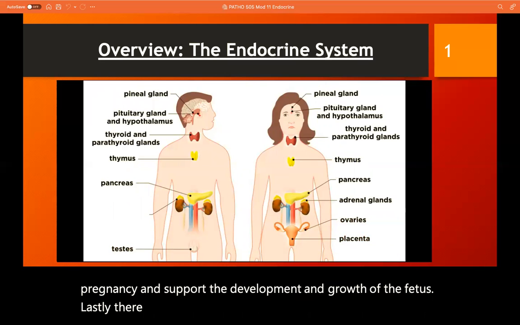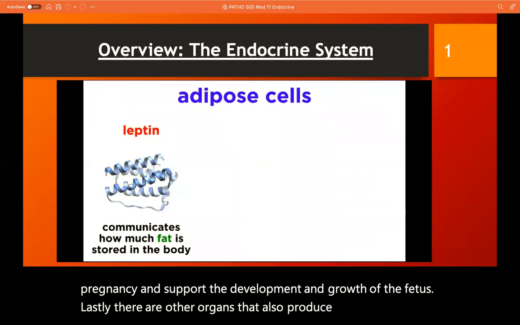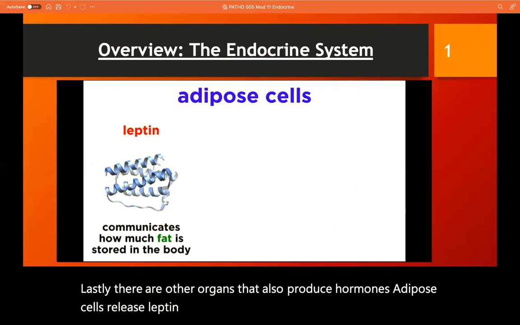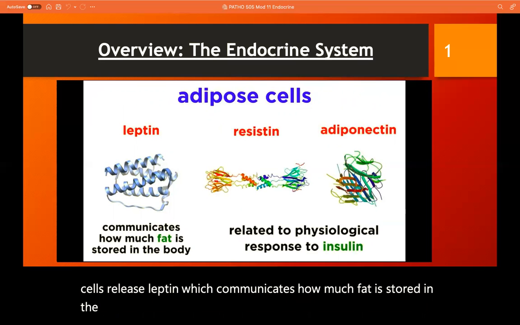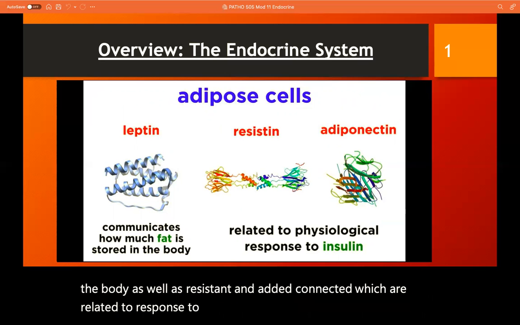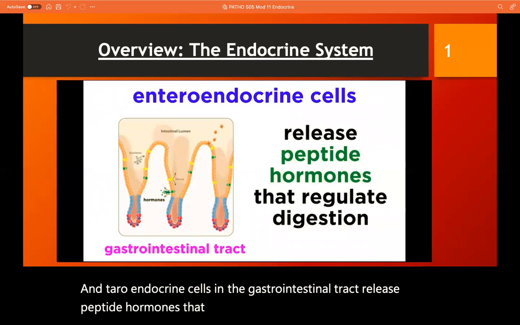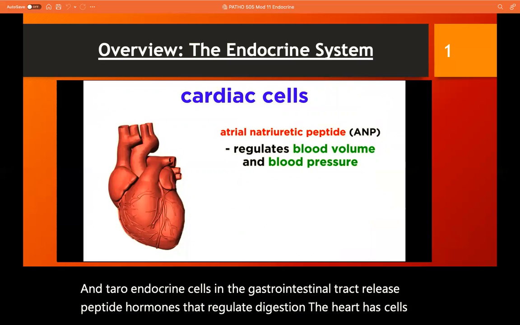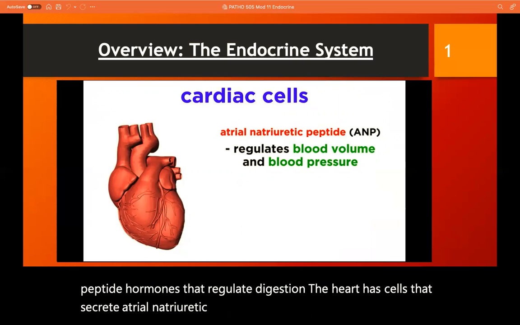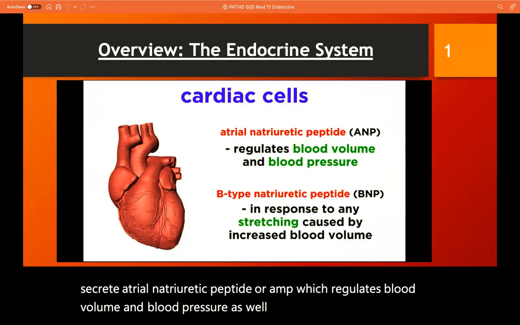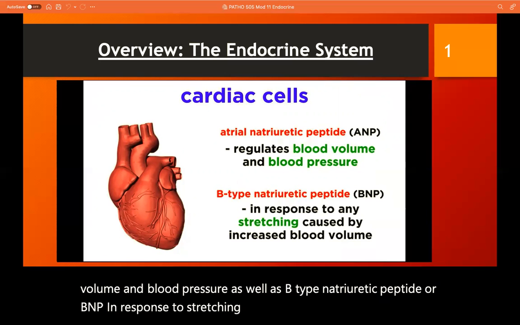Lastly, there are other organs that also produce hormones. Adipose cells release leptin, which communicates how much fat is stored in the body, as well as resistin and adiponectin, which are related to response to insulin. Enteroendocrine cells in the gastrointestinal tract release peptide hormones that regulate digestion. The heart has cells that secrete atrial natriuretic peptide, or ANP, which regulates blood volume and blood pressure, as well as B-type natriuretic peptide, or BNP, in response to stretching caused by increased blood volume.